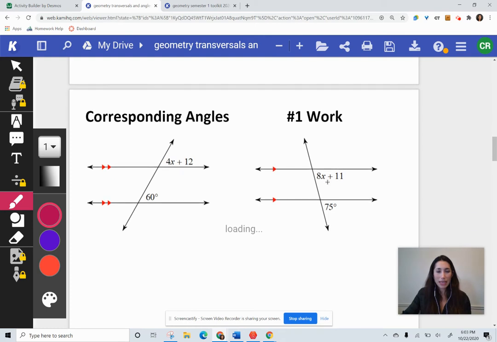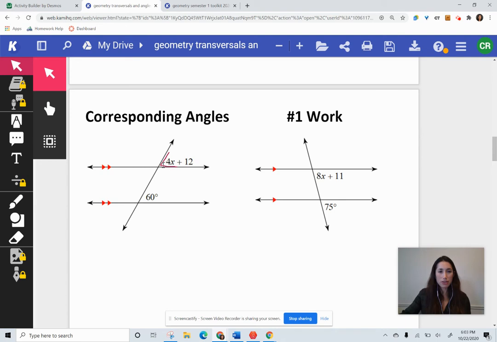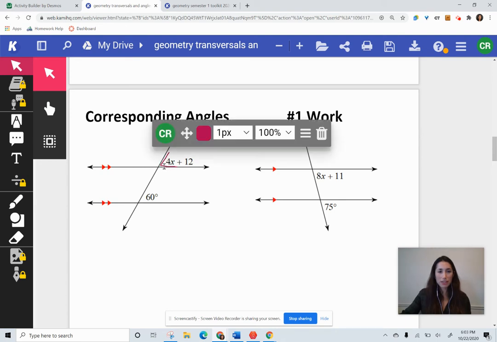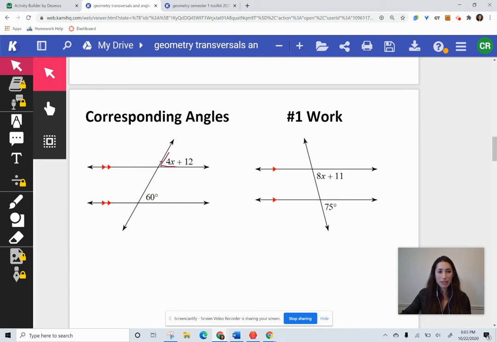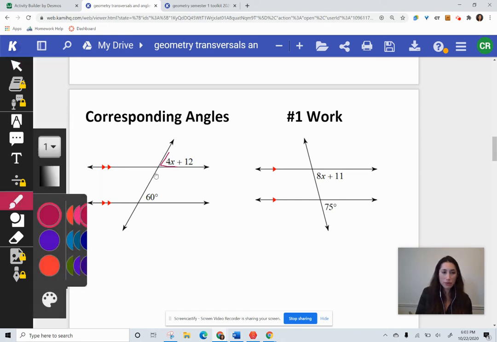Okay, and for the next one, we've got corresponding angles still. So remember, if I take this angle, I can essentially take it and slide it on the transversal. No, it doesn't want me to select. That's okay. If I were to take that and slide it down the transversal, it should match up with this angle here. These two angles are congruent.